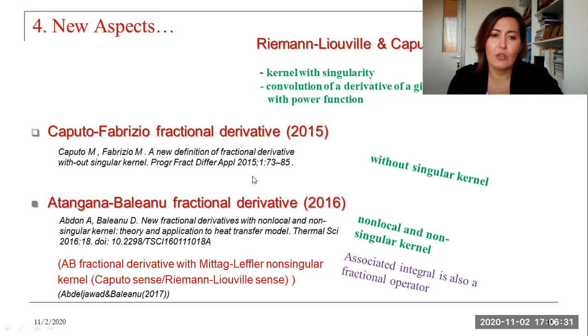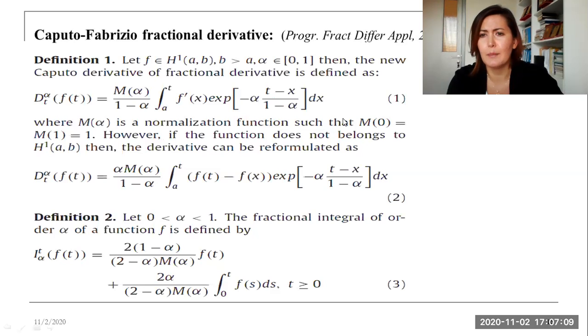As an extension, or let's say generalization, of the CF operator, the AB derivative was defined in 2016. It's also called the fractional derivative with Mittag-Leffler kernel. It is defined in both Caputo sense and Riemann-Liouville sense, and it's a non-singular operator with non-singular kernel, and it is non-local. So these are recently defined fractional operators, and let's try to apply them on a real-world problem.